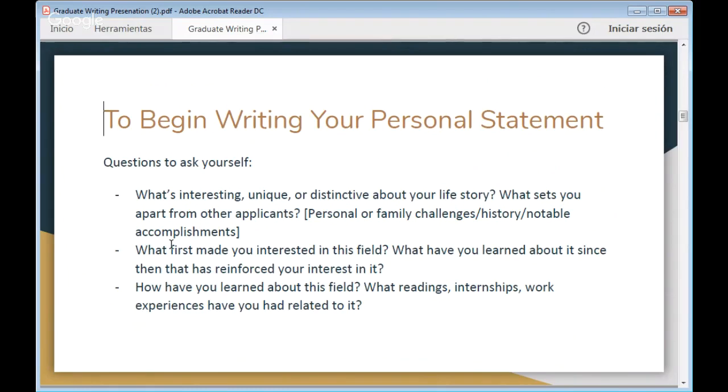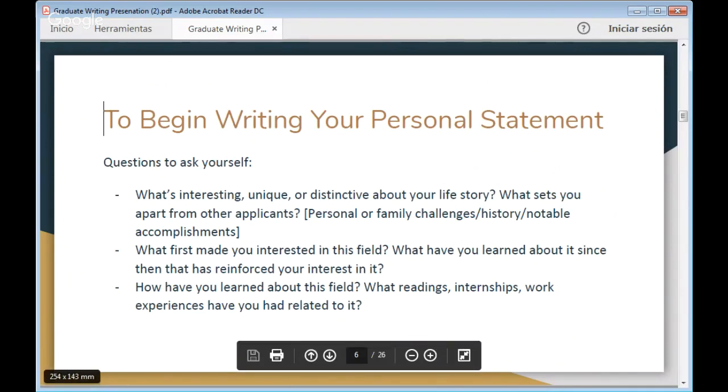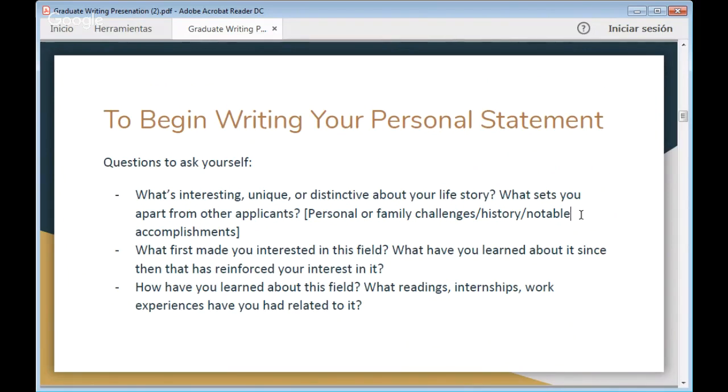And then lastly, you can talk about, how have you learned about this field? What readings, internships, work experiences have you had related to it? So what exactly has continued to drive that interest? Are there any experiences outside your education that you've used to feed into this interest? And is this something that could help you along in your future educational programs?